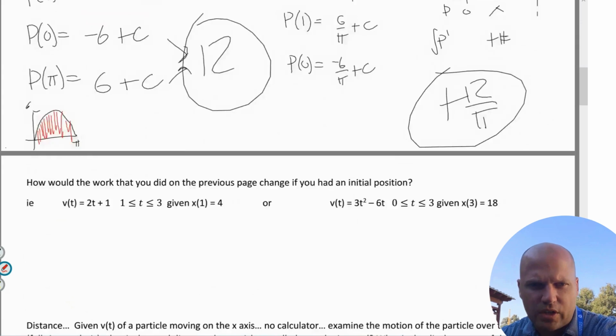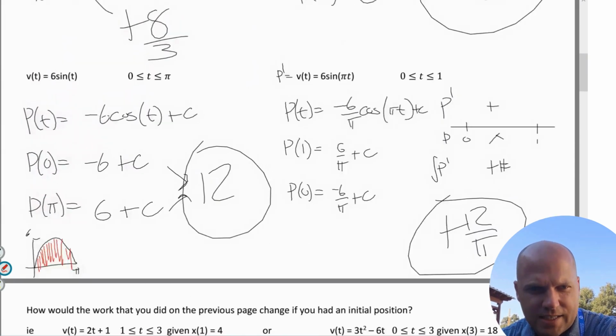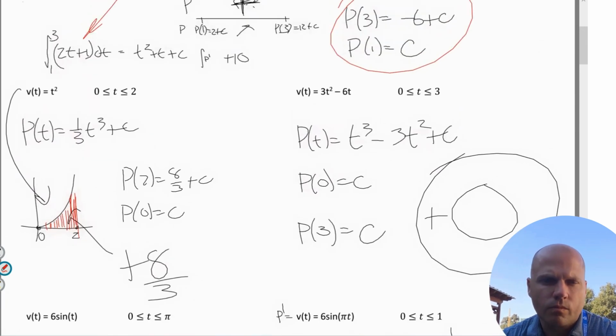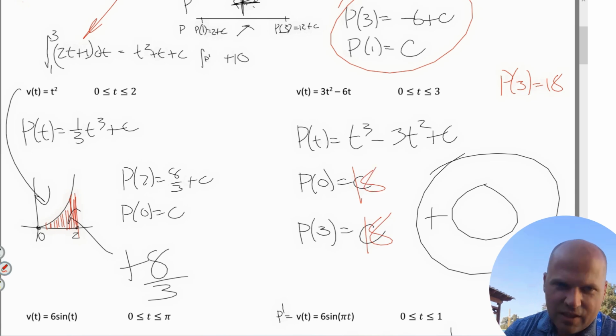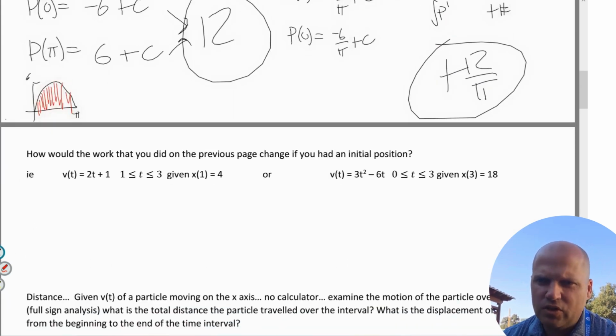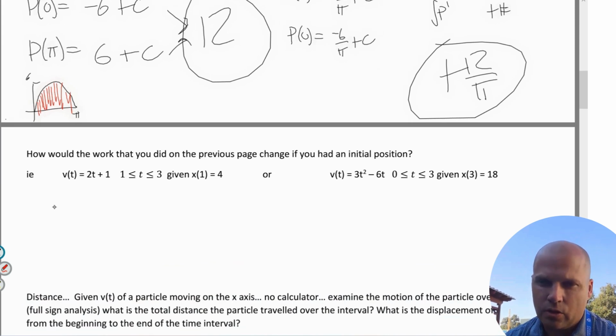What about in the other situation? If I have 3t squared minus 16, position at time 3 is 18. If my position at time 3 was 18, well, that means C is 18. That means my position at 0 is 18, my position at 3 is 18. It doesn't change at all. So it doesn't change the displacement, but at least we do know exact locations.